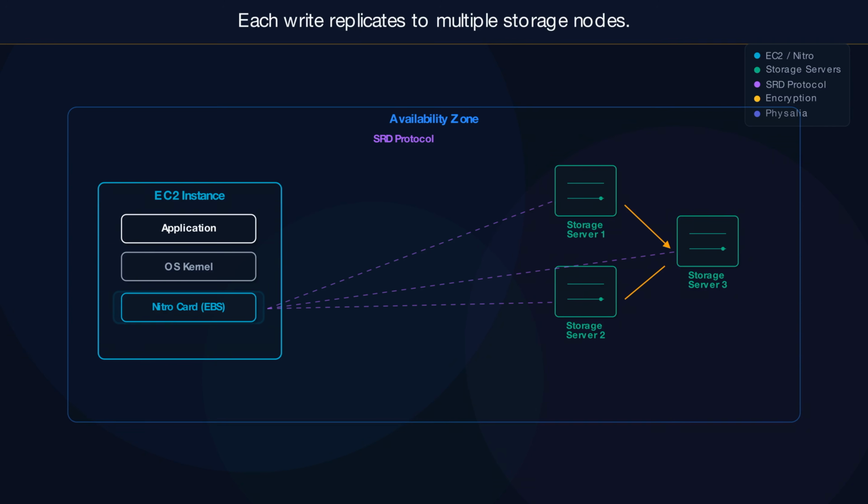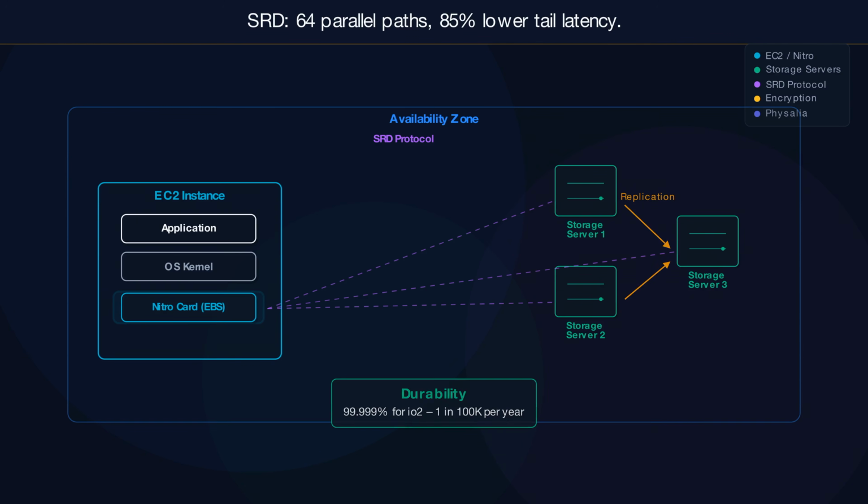On the storage side, your volume's data is split across multiple storage servers. Each write is replicated to at least 2 storage nodes before EBS acknowledges it. This replication is what gives EBS its durability. 99.999% for io2, meaning you might lose one volume in 100,000 per year.